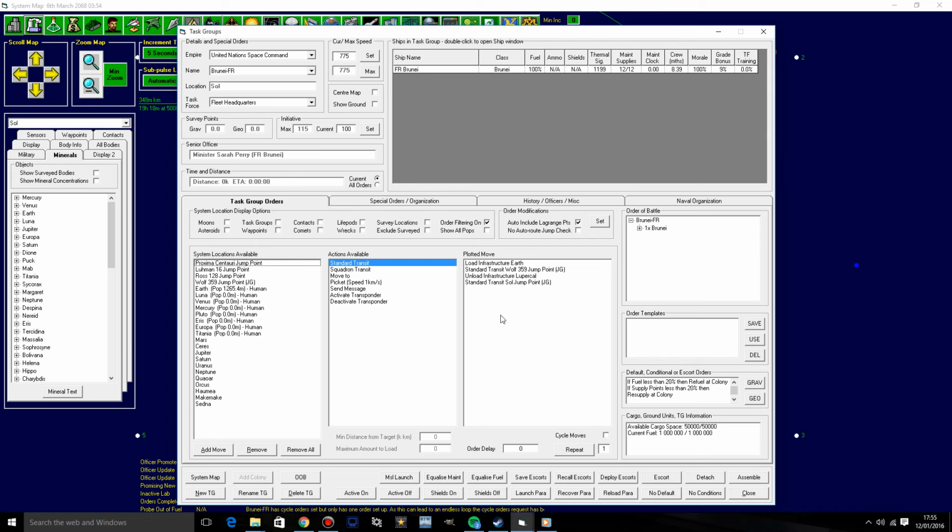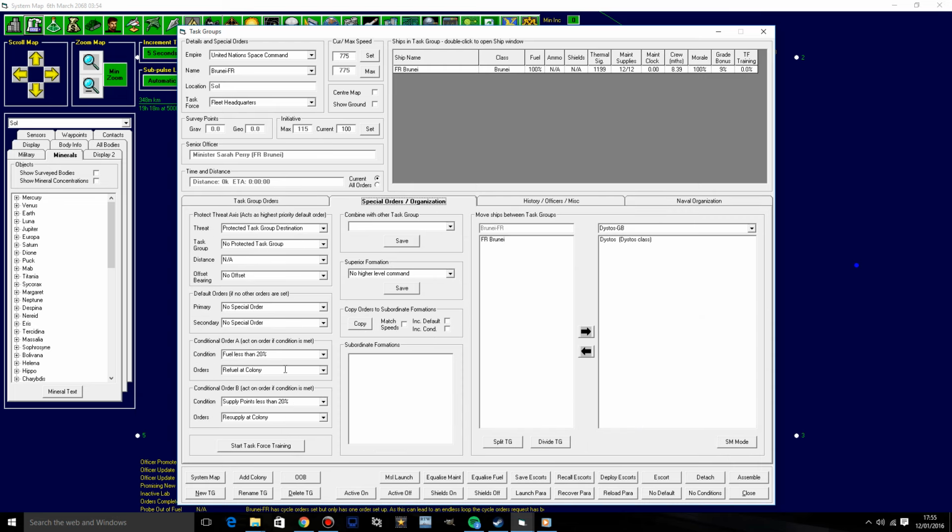Yeah, this is going to become quite convoluted in the future. Load infrastructure, unload infrastructure. Then that should work out fine, so we'll put on cycle move. It has orders when its fuel is less than 20%, etc. But to go back. So that sounds good.